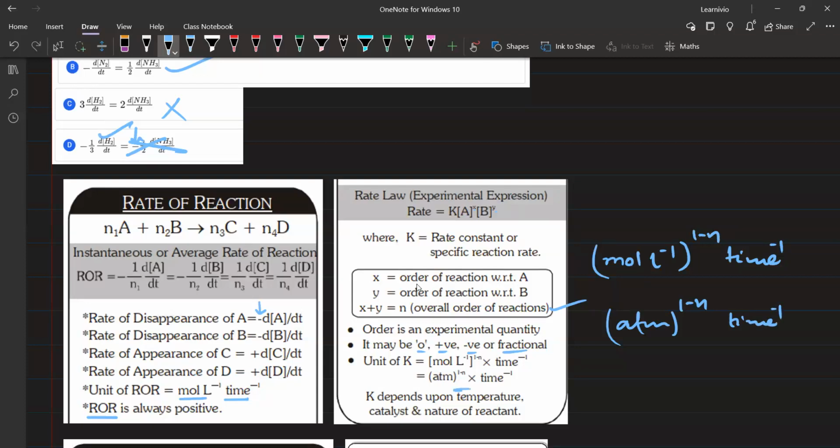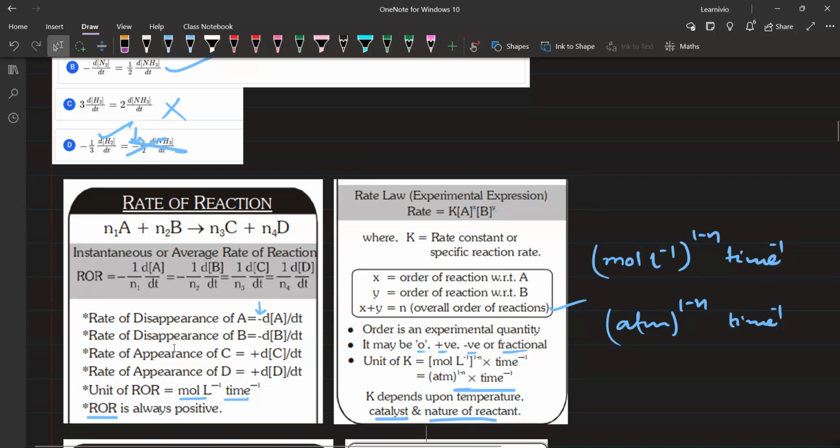Now the K, it depends on temperature, as we will see in our Arrhenius equation. It depends on catalyst, because if you are going to use a catalyst, the complete reaction will change and we will have a different pathway. It also depends on the nature of reactant, because if you are going to change the reactant, reaction will change and the rate constant is also going to change.